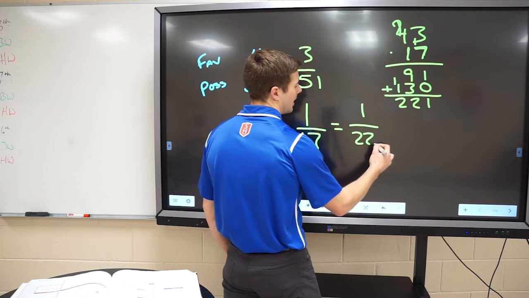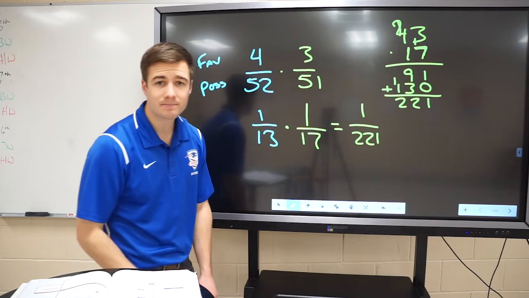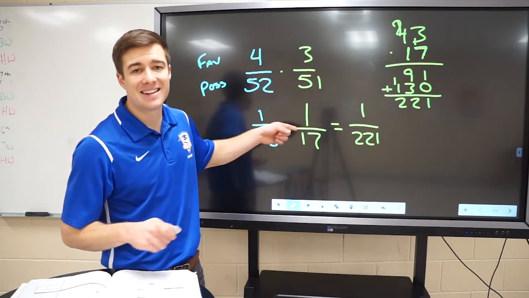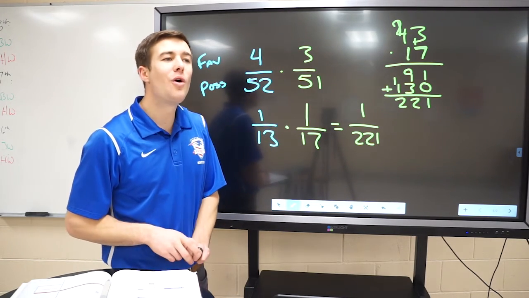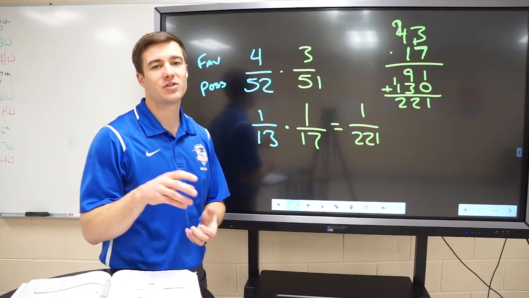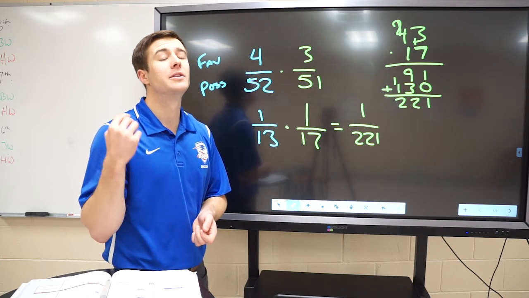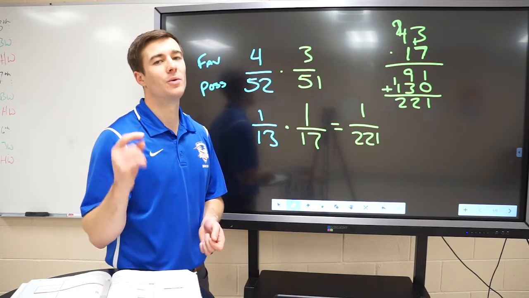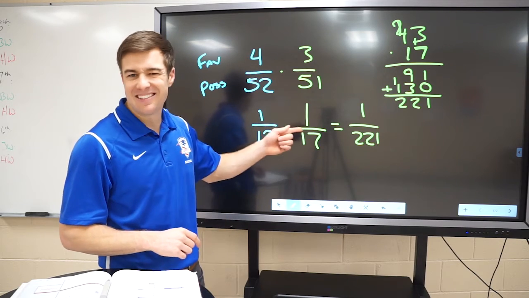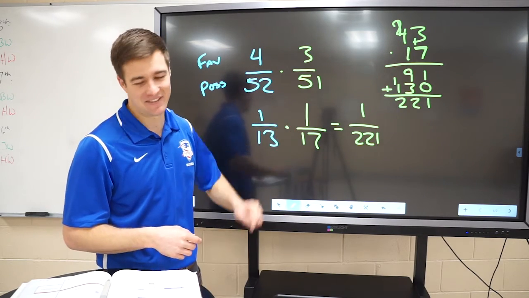So we get 221 on the bottom, 1 on the top. That means the likeliness of this happening is 1 over 221. So if I tried to draw 2 aces in a row 221 times, only 1 time it would actually work out. Is that likely? Not very likely at all.